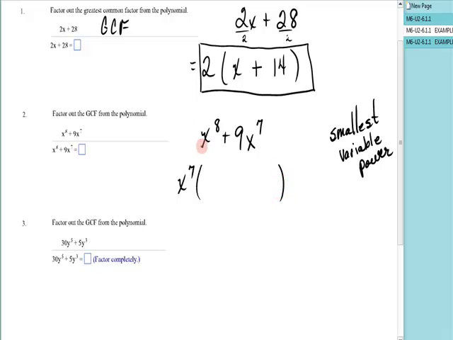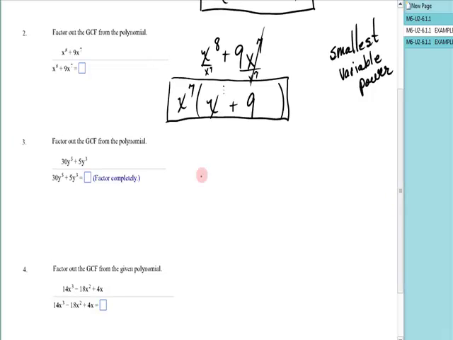By taking it out, I mean I'm going to divide it out. I use the quotient rule. That's going to give me x to the implied first power plus 9, and those divide out. So I have x to the 7th times x plus 9. So in problem number 1, I had a common factor, which was a 2, a number. And in number 2, I had a common factor, which was a variable, x to the 7th. Let's keep going. I have 3y to the 5th plus 5y to the 3rd. These two terms, this binomial, there's a common factor of 5.